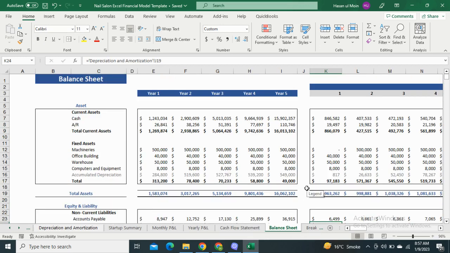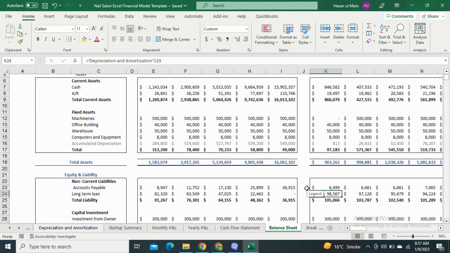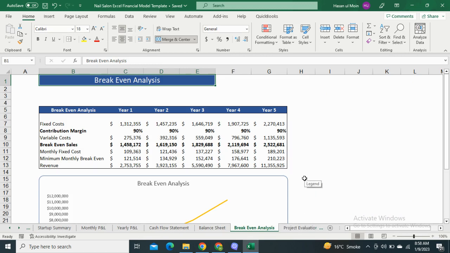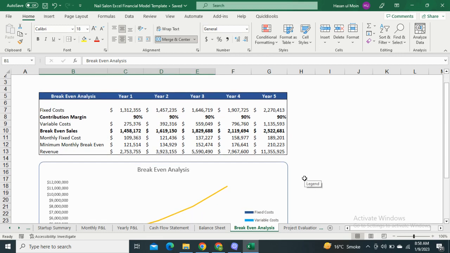Now we have the statement of financial position, which shows the total assets, equity, and liabilities for the year ended. Next, we have the breakeven analysis, the point at which the cost and income of your business are equal. The model shows the breakeven with respect to the sales amount as well as the number of orders.